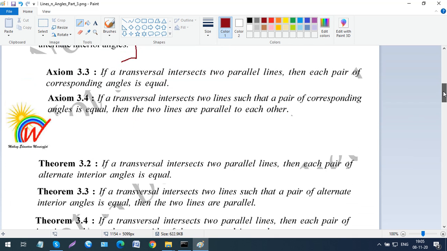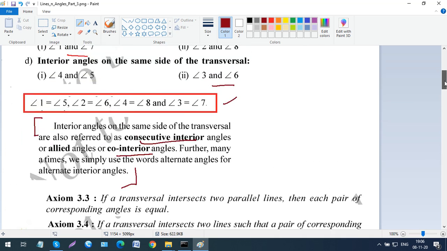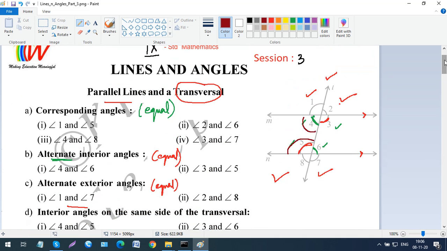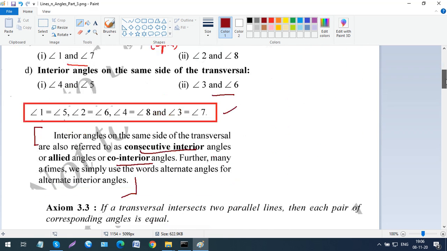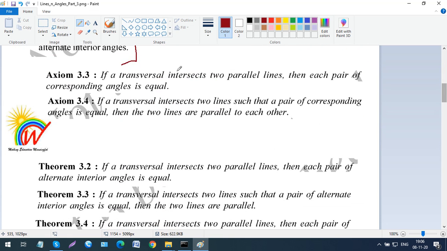Okay, now we have few rules, few theorems and axioms from this, whatever we have learnt based on parallel lines. See, you have to write everything, all these things in your classwork, children. That is your geometry notebook. Okay, alright, so these notes have to be written. So axiom 3.3 says that if a transversal intersects two parallel lines, then each pair of corresponding angles are equal. Just now I told you, if it's a parallel line, then the corresponding angles are equal. So that's what they're saying.